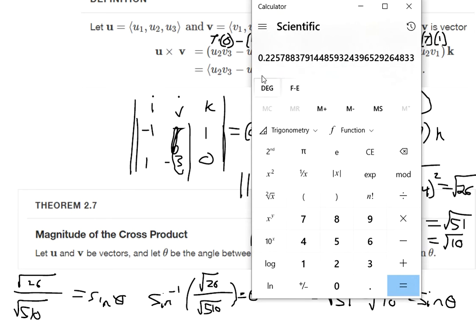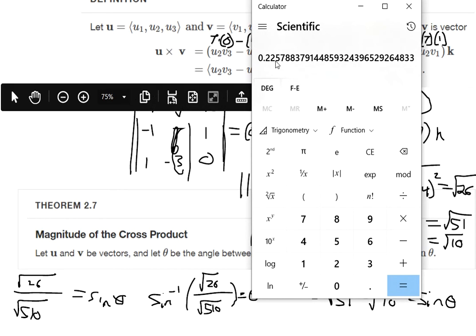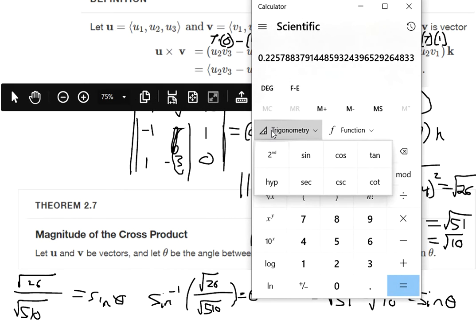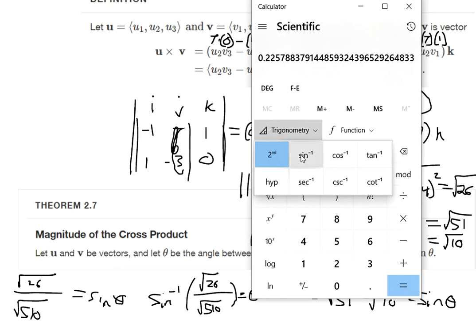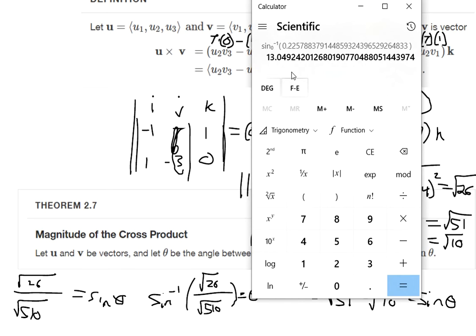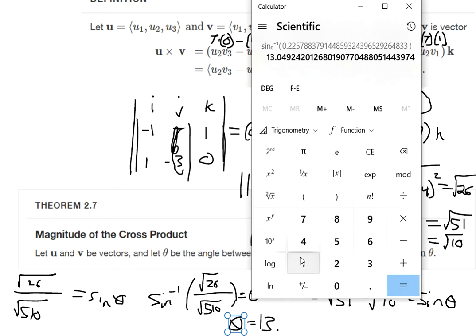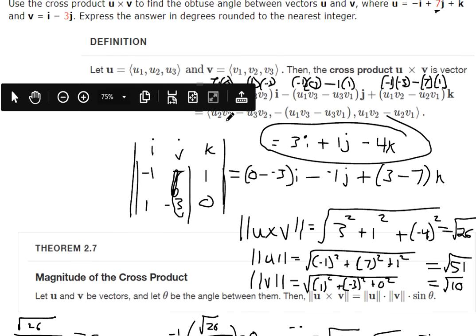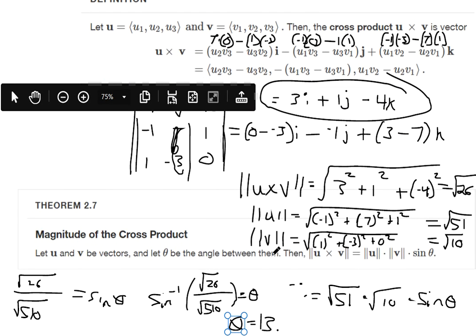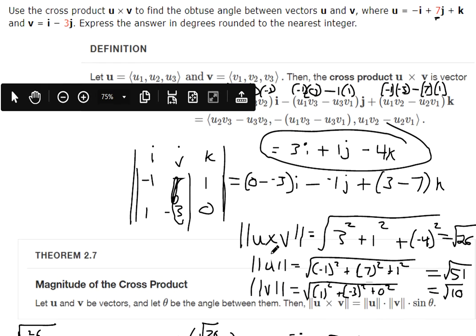And then this is the square root of 26 divided by the square root of 510. So now all I have to do is go to trig, second, and there's arc sine. So it looks to be 13 degrees now. 13 degrees, 13.04. I think it says nearest degree. Does it? Nearest integer. So 13 degrees, that would be an acute angle between those two vectors.